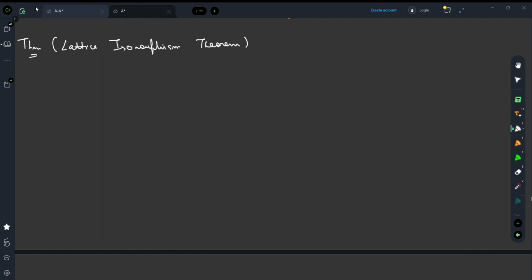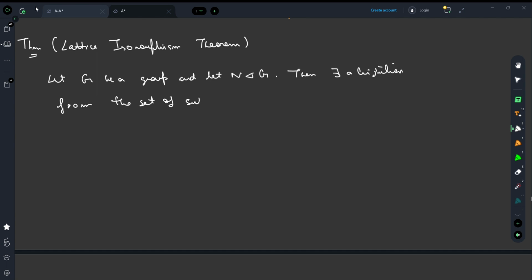The lattice isomorphism theorem. It states that let G be a group and let N be a normal subgroup of G. Then there exists a bijection from the set of subgroups A of G containing N onto the subgroups A mod N, which we denote as A bar, of G mod N.